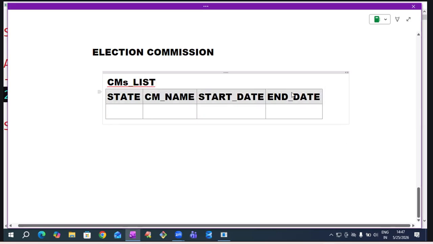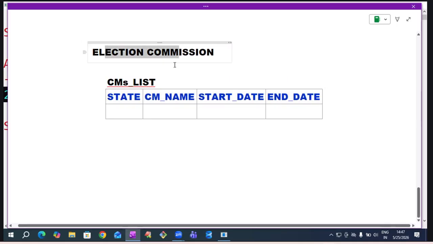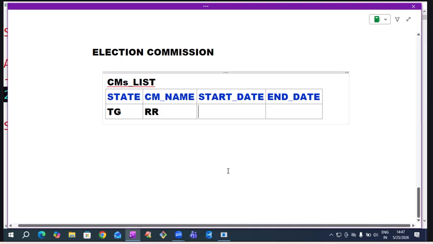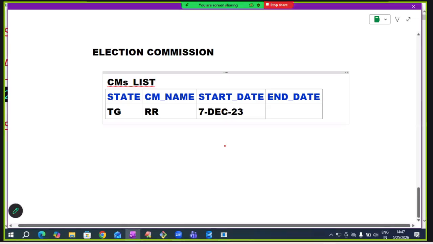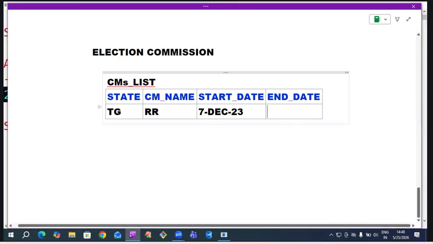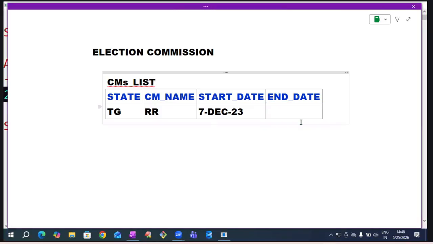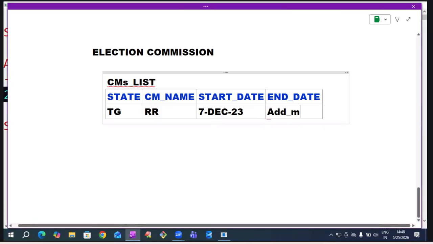So when his term started, when his term will end. Our election commission is maintaining all states' CM information. Okay, Telangana state, CM name, when his term started, for example, his term started on 7th December 2023. In India, for any politician, what's the time period, sir? 5 years. So I want to get the date after 5 years. How to add 5 years?